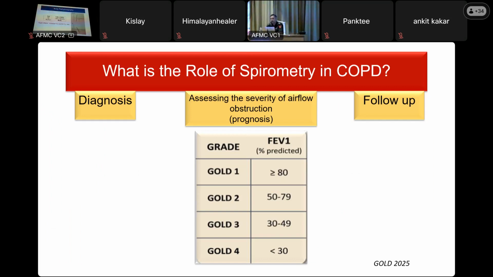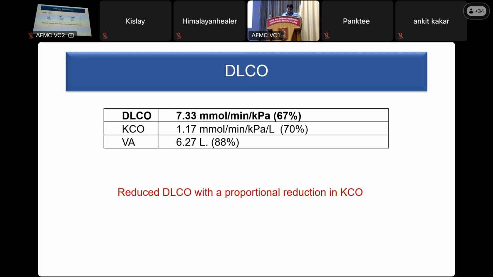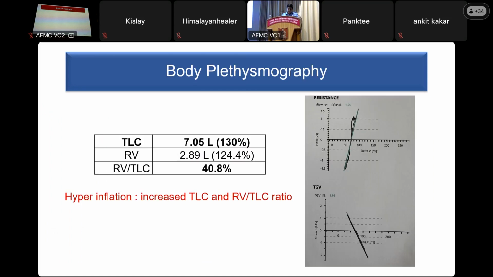Next. Body plethysmography revealed hyperinflation with increased total lung capacity, and the RV by TLC ratio was also increased. His DLCO showed reduction with a proportional reduction of KCO. And the 6-minute walk distance was 180 meters with significant exertional desaturation.